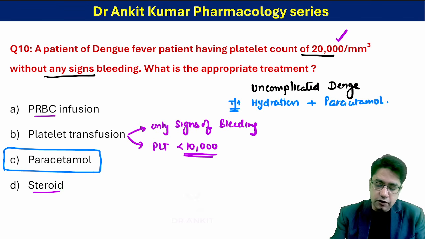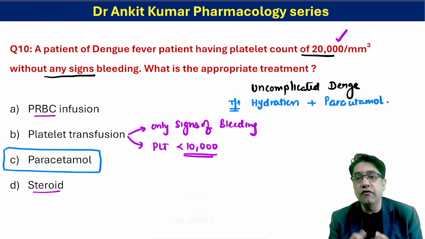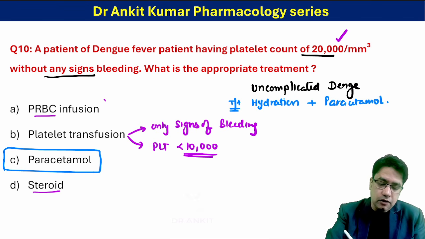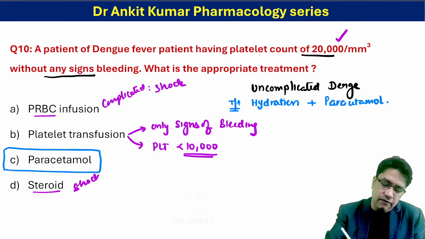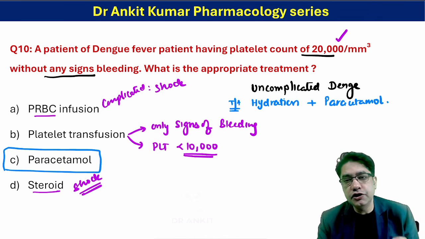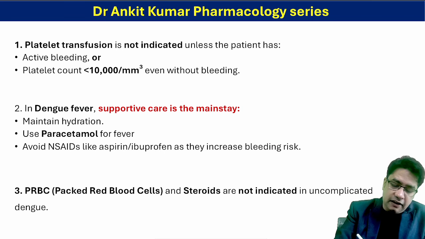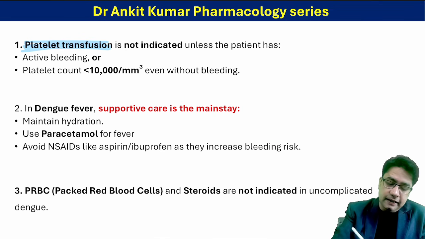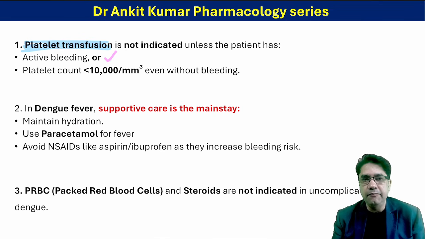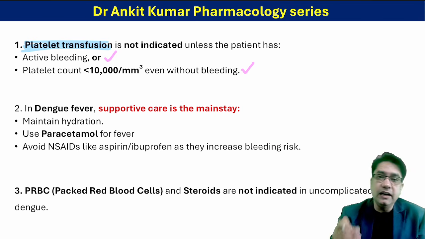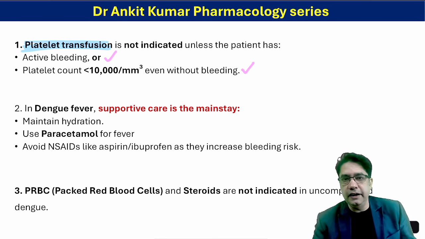Now RBC and steroids are reserved only in cases of complicated dengue, like when the patient is going into shock. Only then we will give RBC and steroidal infusion. So this is what the guideline says, that platelet transfusion in cases of dengue is only indicated if the patient is having active bleeding and if the patient is having less than 10,000 platelets without bleeding.